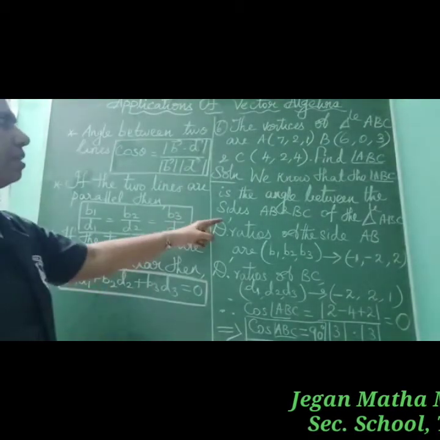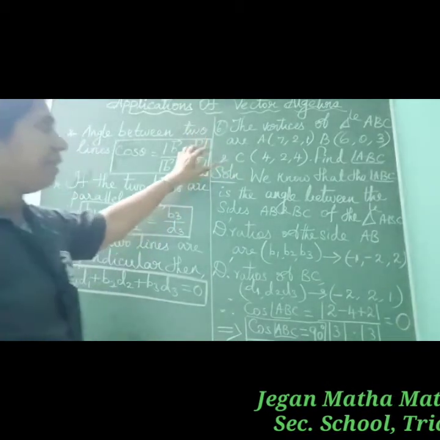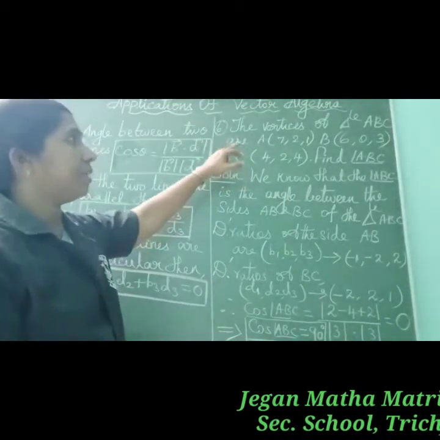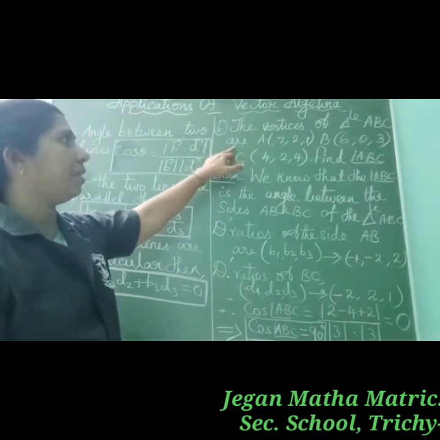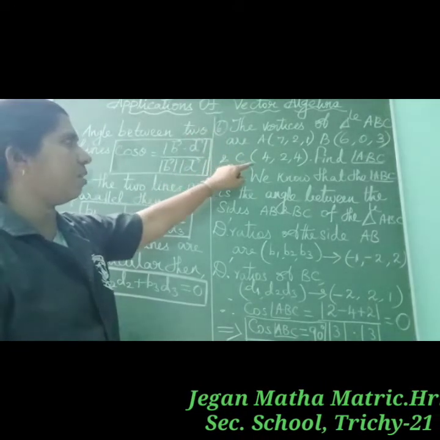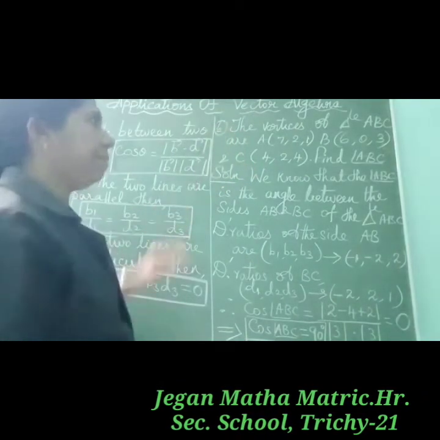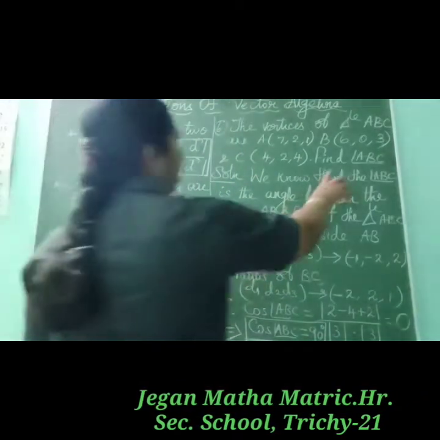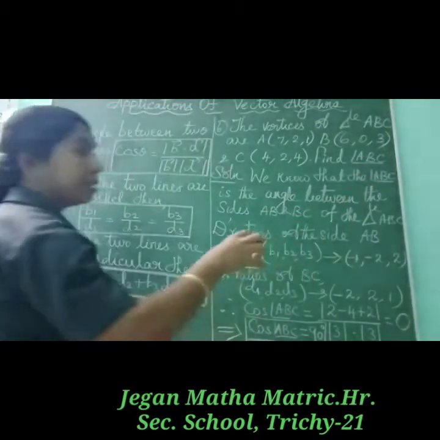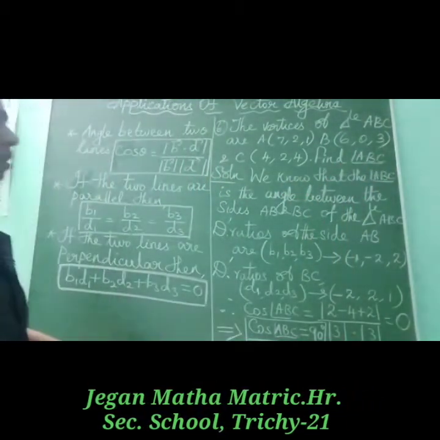The first one is exercise 6.4, sixth question. Three vertices are given. The vertices of a triangle ABC are A(7, 2, 1), B(6, 0, 3) and C(4, 2, 4). Three vertices of a triangle are given. We want to find the angle ABC. If it is given in three letters, we want to find the angle B.